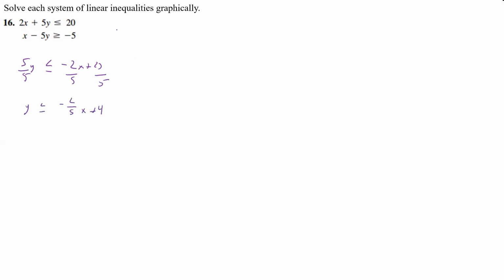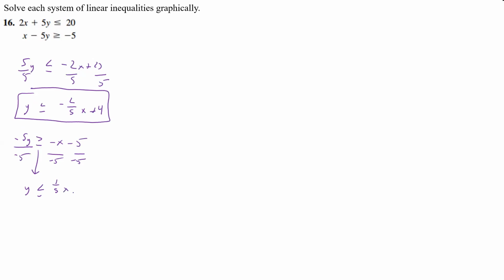Okay. Now, if we do the other one, let's take the x over again. So we'll get a minus 5y, and minus 5y is greater than or equal to minus x minus 5, divided by negative 5. And because we divided by a negative, we have to switch that to less than or equal to. And so what do we get here? 1/5 x and then plus 1. And so that's our second inequality.